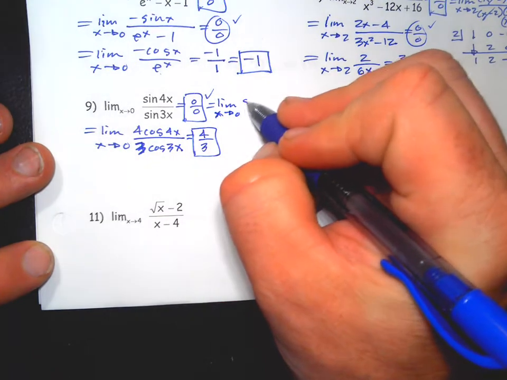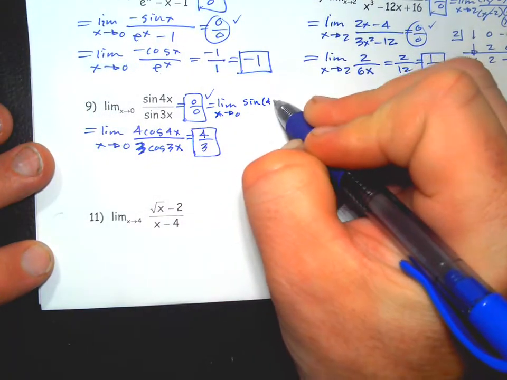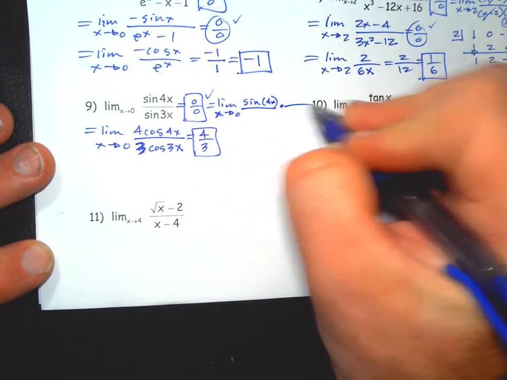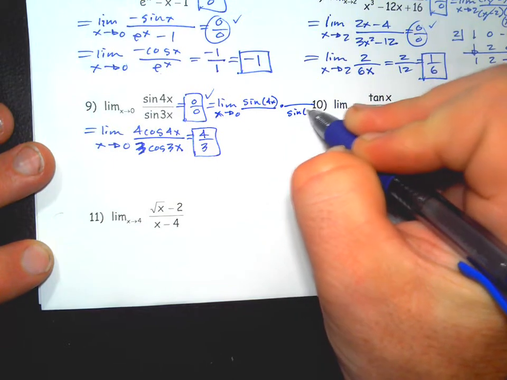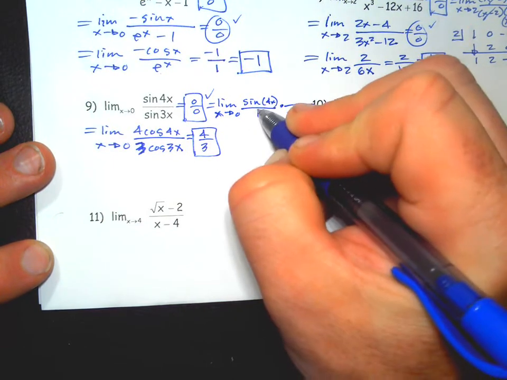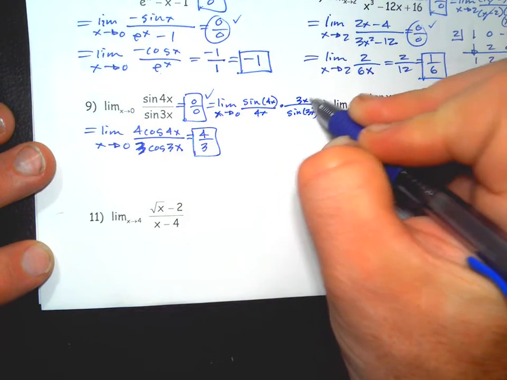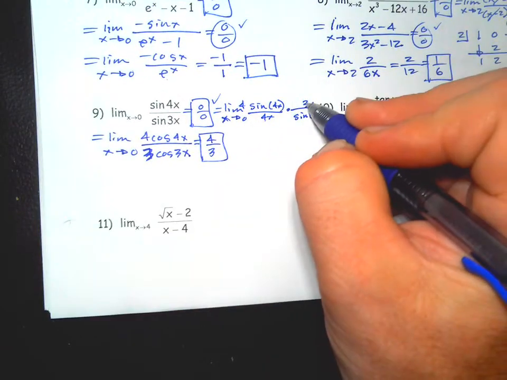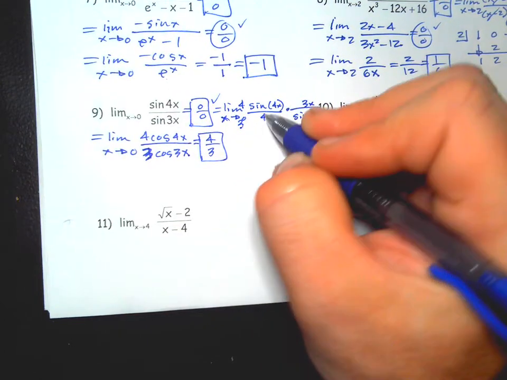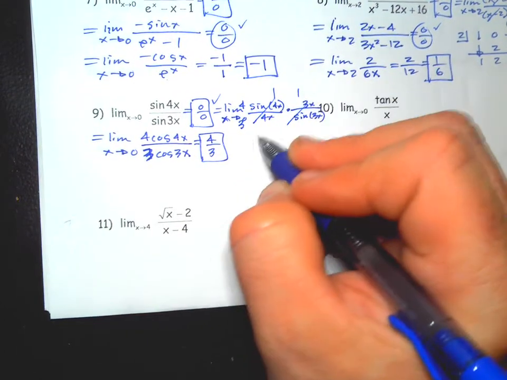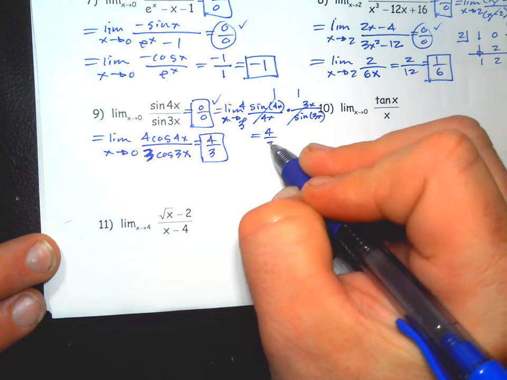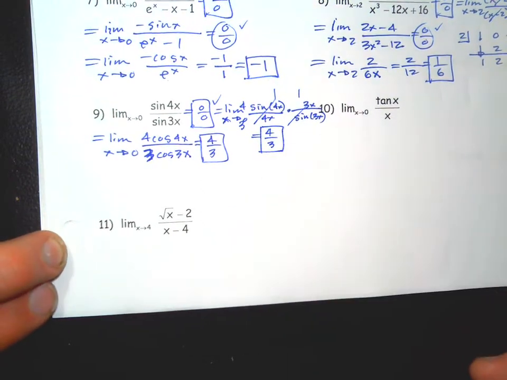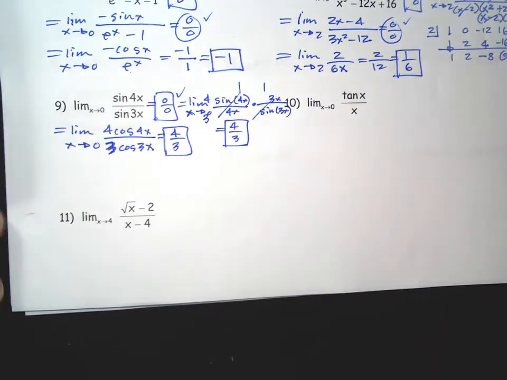Now, on these ones, I'm trying to get that pattern of sine of something over the same thing. So I want a 4x here and I want a 3x here. Now the x's take care of themselves, but to introduce a 4 here, I need another 4 on the top. To introduce 3 here, I need another 3 on the bottom. That goes to 1, that goes to 1. Answer goes to 4/3. So that's the work you would show without L'Hopital's rule. So that'd be good to get used to all these.